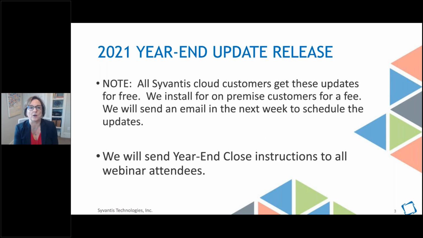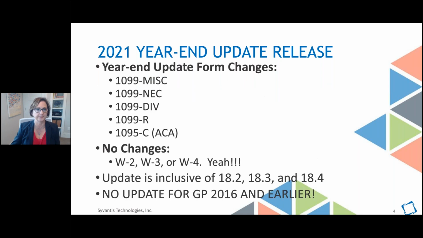So first of all, for the year-end update, those have been released by Microsoft. They usually come out in November, and we do have those available now. If you are a Savannas GP Cloud customer and you have GP on Azure, you get all those updates for free. So if you're an on-premise GP customer, then we can install it for you, but there is a fee for that. So there is going to be an email that you're going to get to schedule the updates. I believe I saw a draft of that this morning, so Drew should get that out to you pretty soon, so that you can schedule those updates. And then, as I mentioned before, we will send year-end closing instructions to all of the attendees of the webinar.